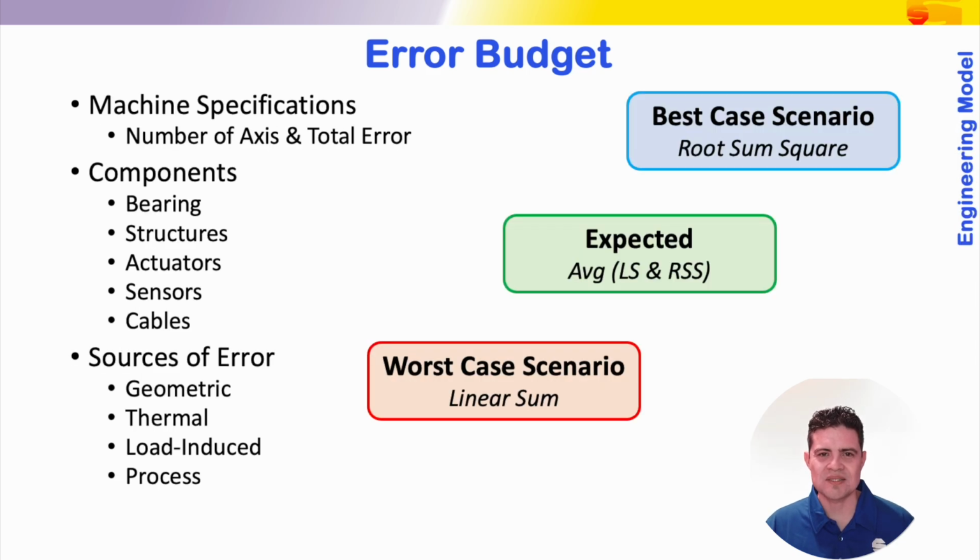The concept is easy. We are taking in the number of axes and the total allowable error for all of the components and all of the sources of error, and budgeting out who gets how much based on an arbitrary, initially, weighted value. Based on that information, we calculate the worst case scenario, which is the linear sum, and the best case scenario, which is the root sum square, and take the average of the two.